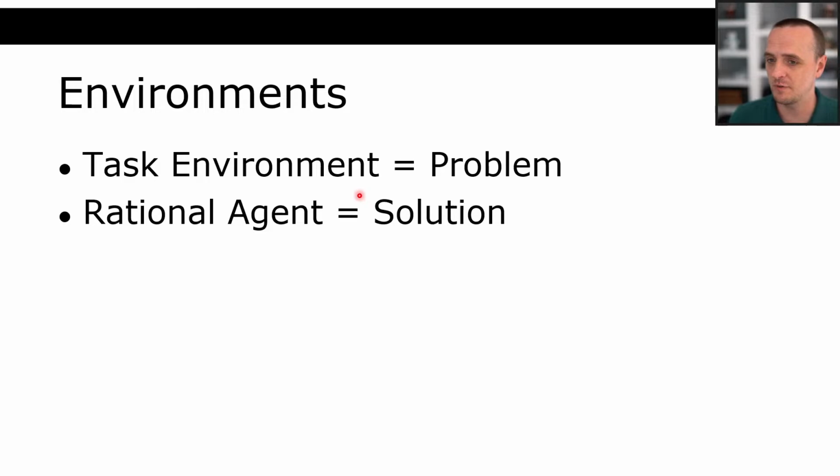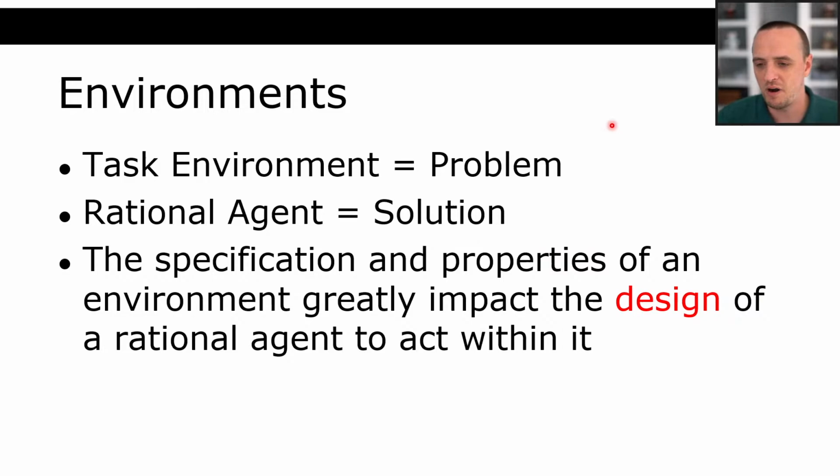So the specification and the properties of the environment greatly impact the design of a rational agent to work within it. And what this means is that there are certain properties of environments that make it so you actually can or cannot choose a particular algorithm and apply a solution to that problem, okay? So there are certain algorithms that work when there's randomness. There are certain algorithms that don't work when there's randomness. There are certain algorithms that work in real-time environments, but not in discrete environments, okay? And we'll talk about this, but it's very important. If someone says, give me a solution to this problem, well, you've got to know all the properties of the environment before you can choose an algorithm.